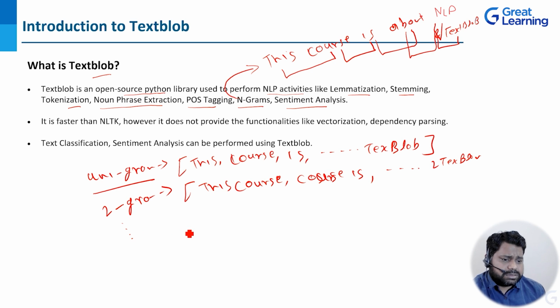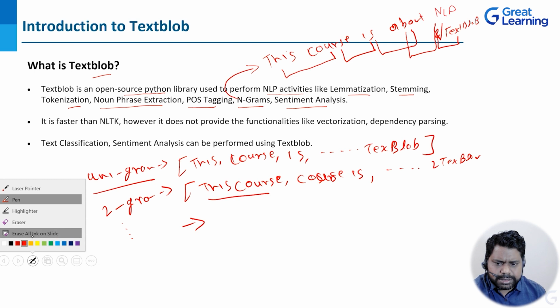And with those n-grams, we can get the phrases. For example, this course, NLP and NLP text blob. So this way we can extract the information in terms of phrases. So this way it helps us in getting phrases from the sentence.